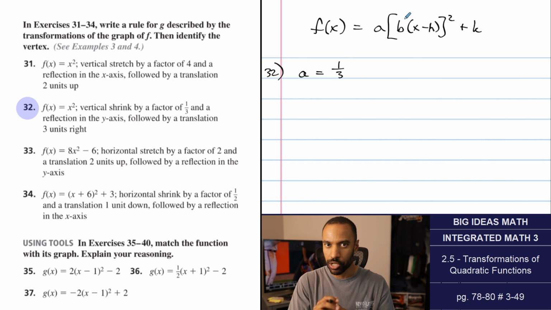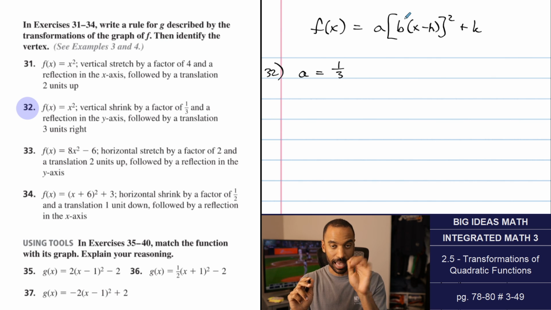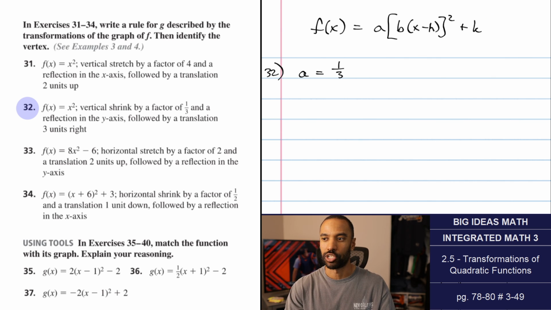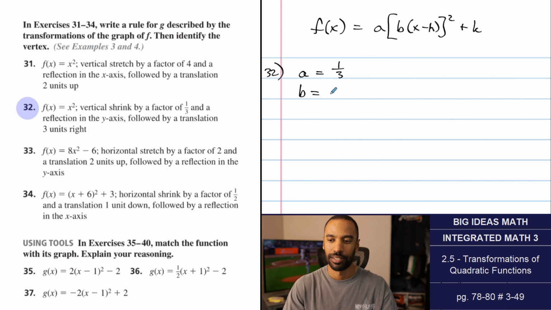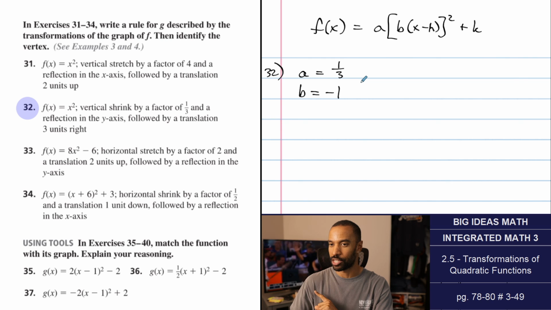B are horizontal stretches, compressions, and reflections. This mentions a reflection in the y-axis. That is a horizontal reflection. Now, that being said, there's no horizontal shrink or anything else, so I'm going to call it -1. I'm going to do a lot with this stuff and talk about how this changes things or not, but it says followed by a translation 3 units right.